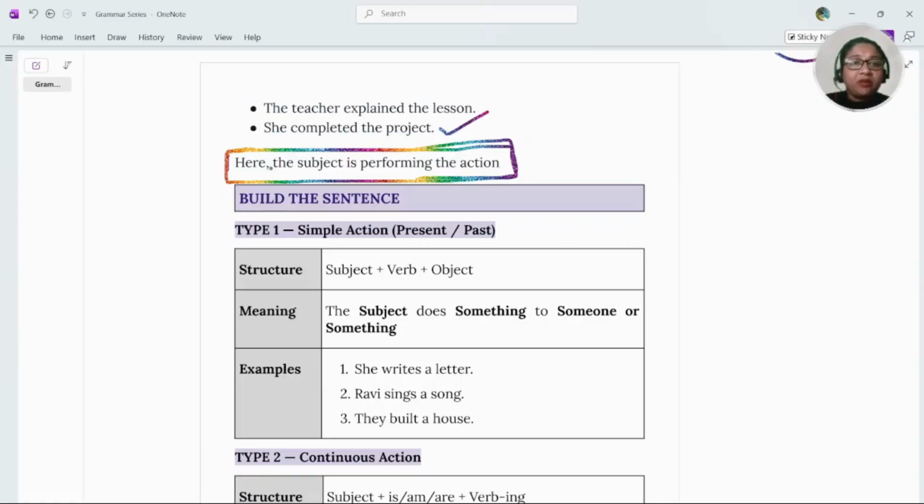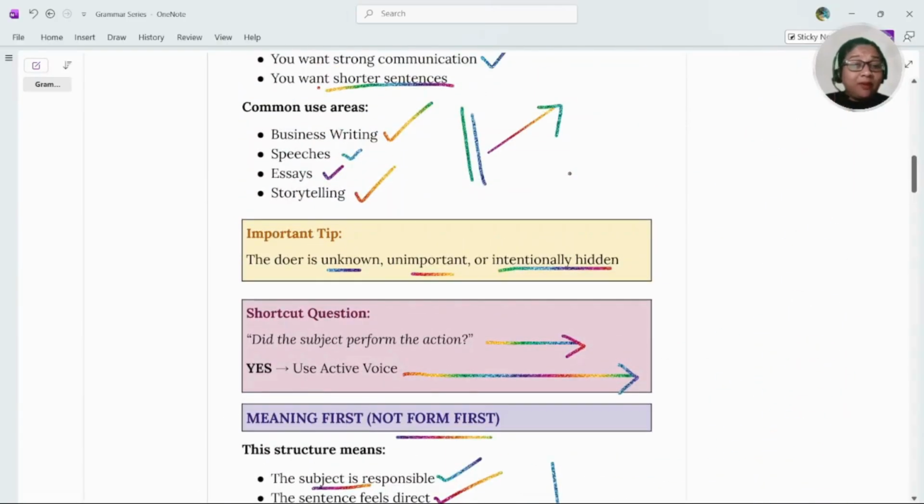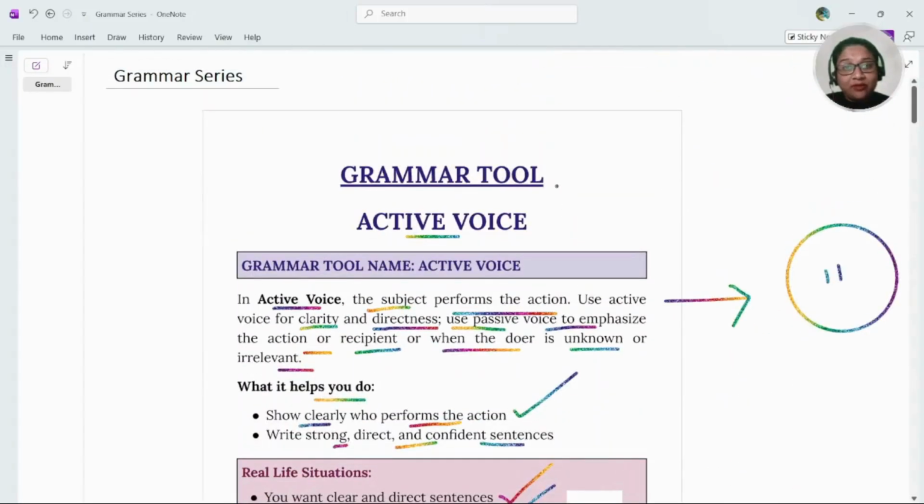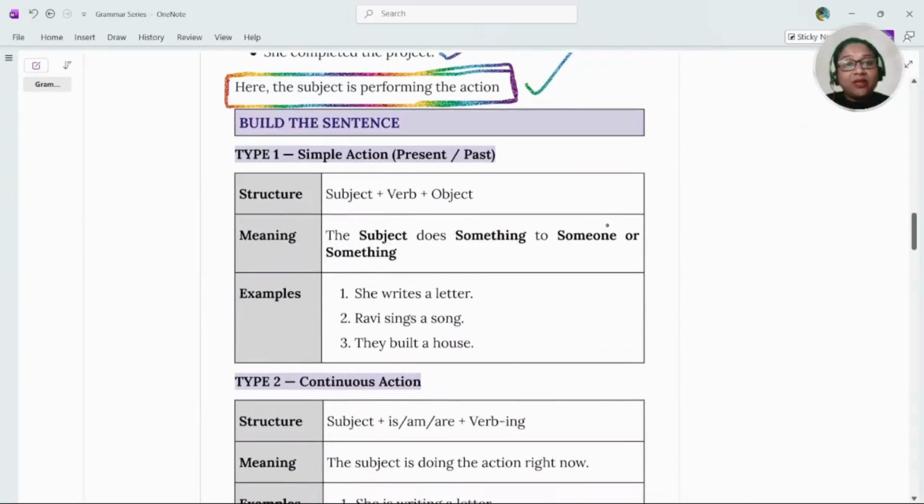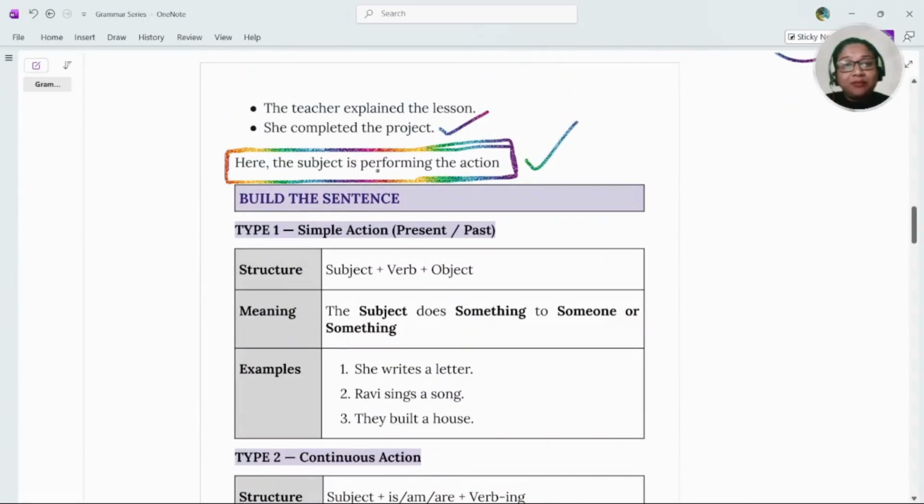So here the subject is performing the action. All right, in which voice are we in right now? What are we learning right now, or what am I sharing with you? Let us go back to the main topic. The name of your grammar tool is active voice, and when it's active voice, try to remember the subject is performing the action. Okay, great.